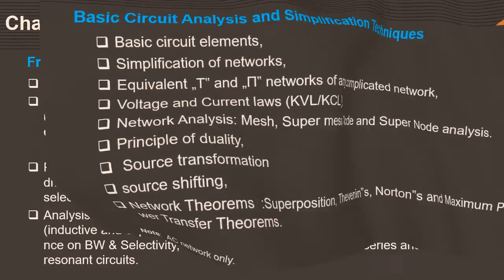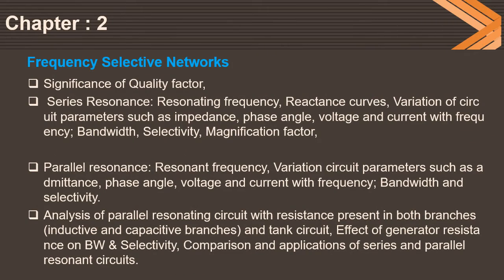Now, in the second chapter we will learn about frequency selective networks. In that we will go through series resonance, parallel resonance, and the analysis of series and parallel circuits. We will calculate the various parameters with the help of numericals. We will go through the comparison between series and parallel resonance. The parameters we will calculate are the bandwidth, selectivity, magnification factors, Q factors, likewise.